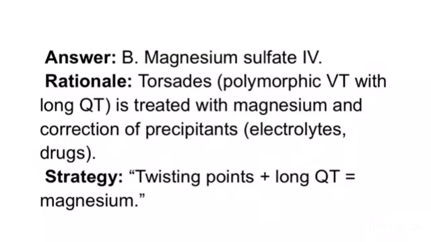Rationale: torsades, polymorphic VT with long QT, is treated with magnesium and correction of precipitants, electrolytes, drugs. Strategy: twisting points plus long QT equals magnesium.